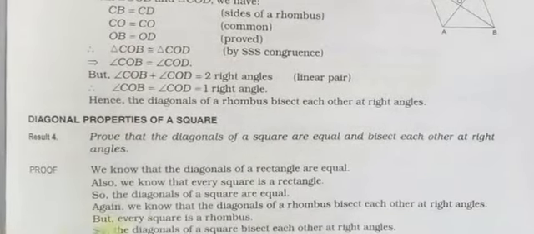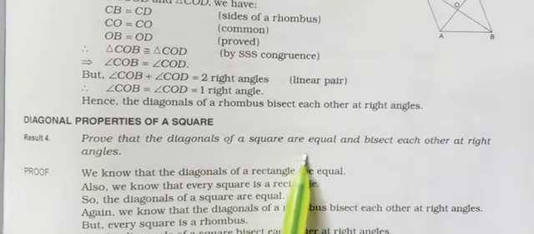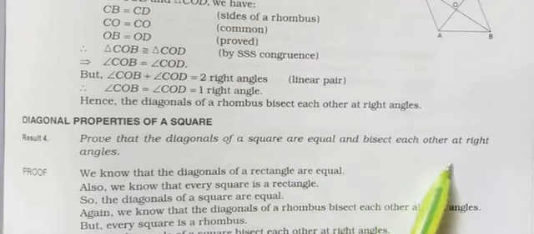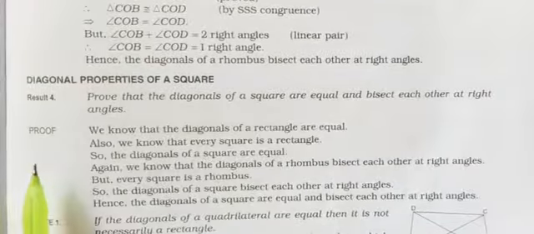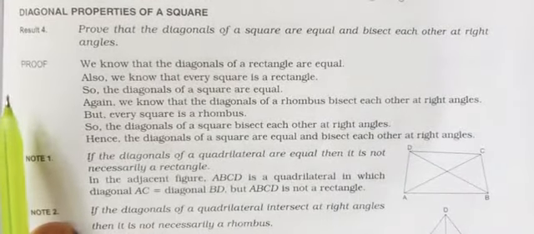Next, the diagonal property of a square. Prove that the diagonals of a square are equal and bisect each other at right angles. For the diagonal of a square, it is also the same. Here the proof is given.